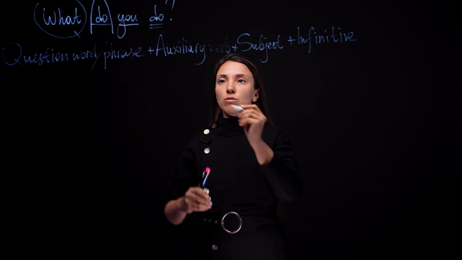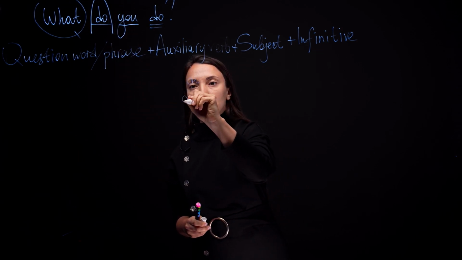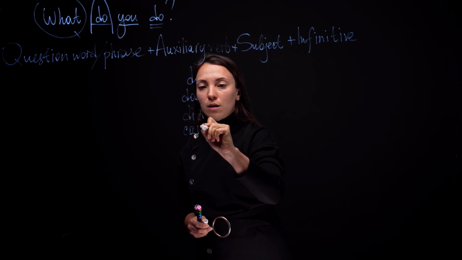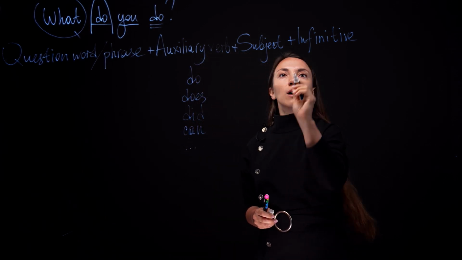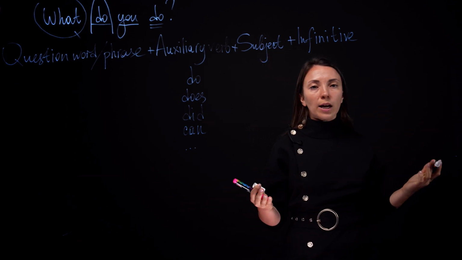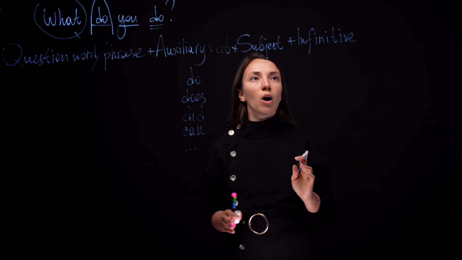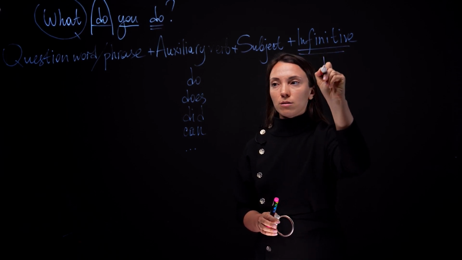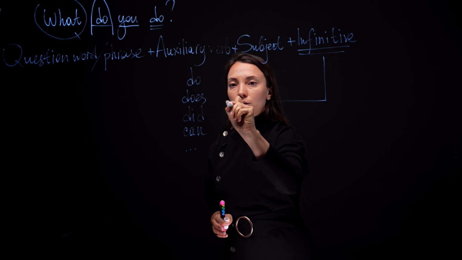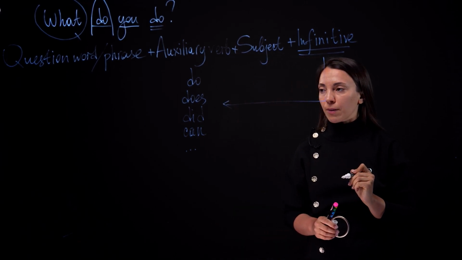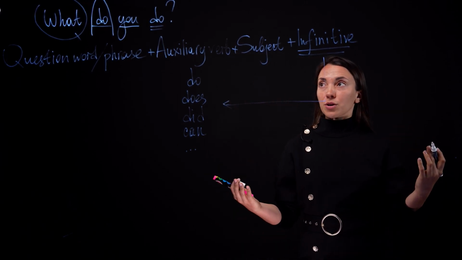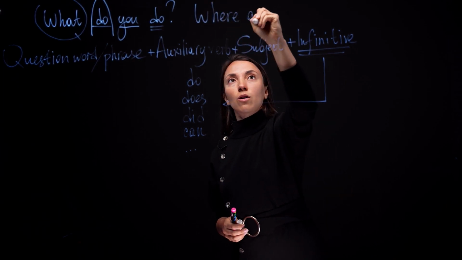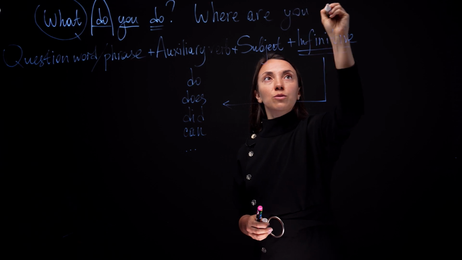Auxiliaries, it can be do, does, did, can, and others. Subject, of course, it can be I, he, she, it, and so on. When we have infinitive in the question, we normally use these auxiliaries. Let's take a look at another question. For example, where are you from?